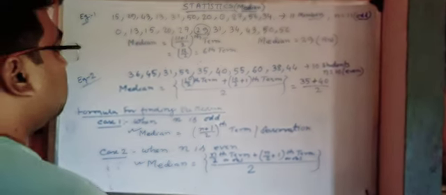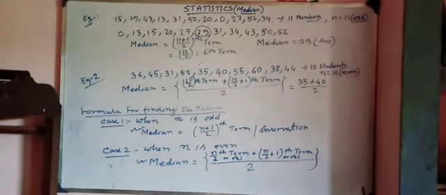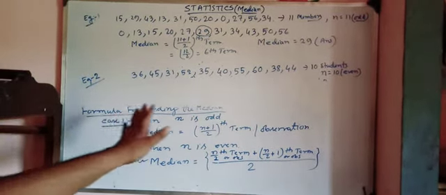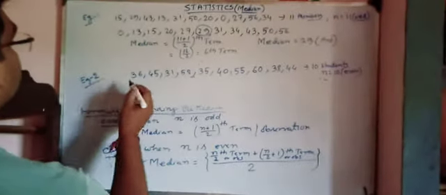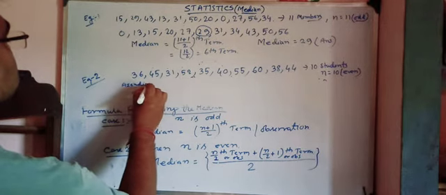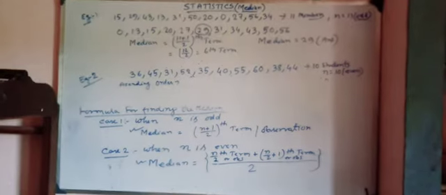Sorry, actually there are some mistakes. So we have to find the median of this. Okay, so first we have to arrange this in ascending order. We have to make it in ascending order.